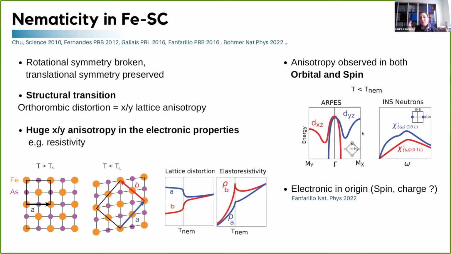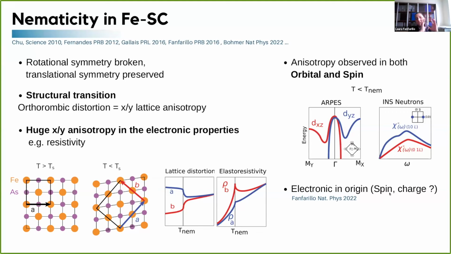So you see that the nematic phase can be characterized by a number of properties, and we have really a huge amount of information about it. And it's clear that the electronic origin of this phase, there is still a debate about if the spin degree of freedom or the charge, or maybe can be even system material dependent. But I don't want to enter into this.